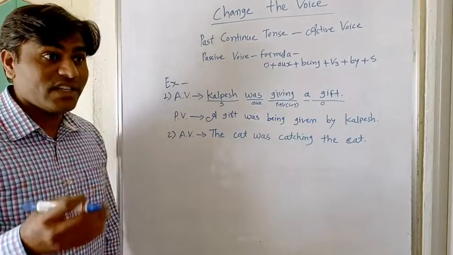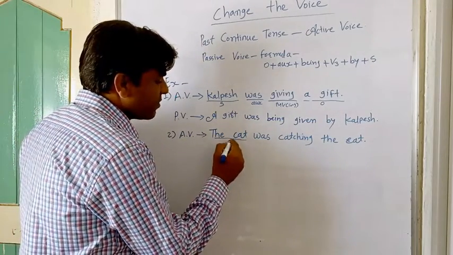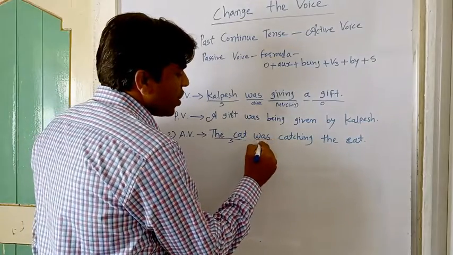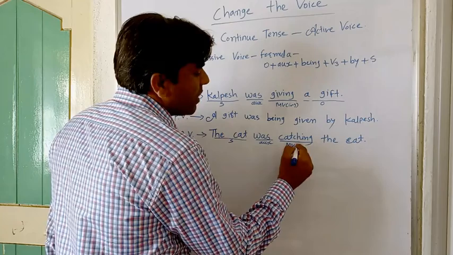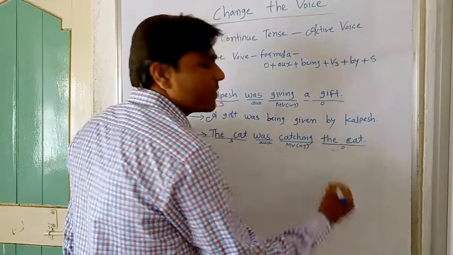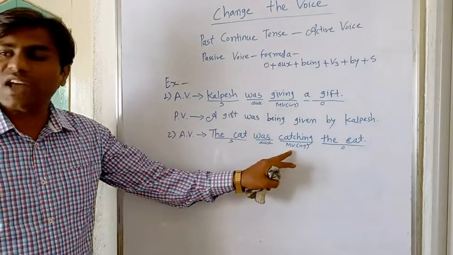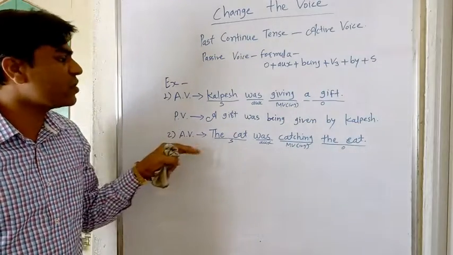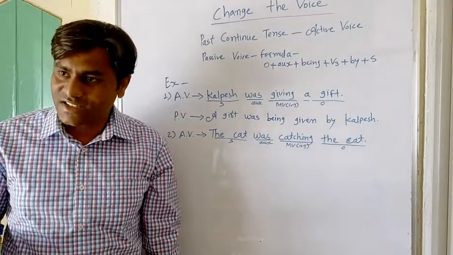Let's identify the structure and divide it. The cat, it is the subject. Was, it is the auxiliary verb. Catching, it is the main verb plus ing. The rat, it is the object in noun phrase. Subject, auxiliary verb, main verb plus ing, and object. This active sentence is in the past continuous tense.